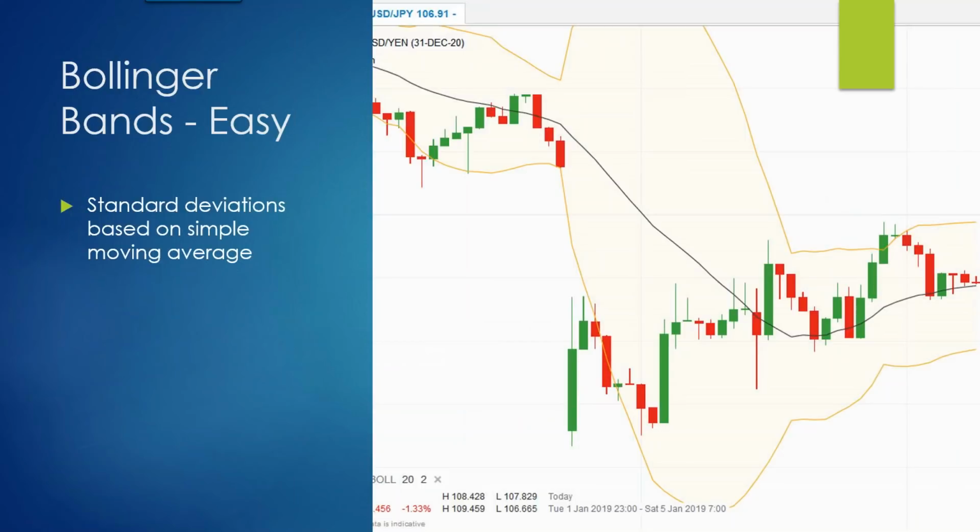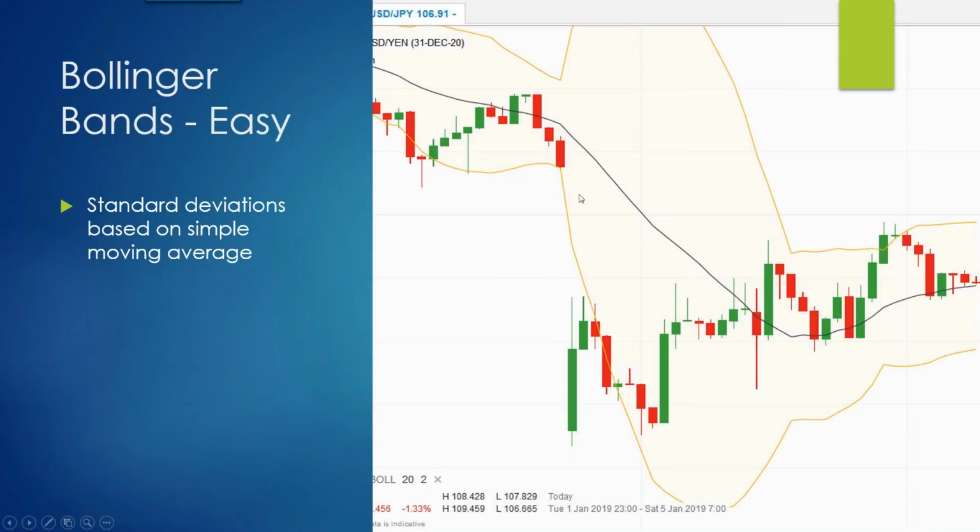Now, Bollinger Bands is very simple to use. It's based on standard deviations in a simple moving average. So, for example, in the center here, the black line is the 20-period moving average, okay? And then this is -2 standard deviations from it, and this is 2 standard deviations above it, okay? So the theory here is that anytime price moves away from the median, okay, if it goes to one of these extremes, then it's going to come back to your center line, okay?